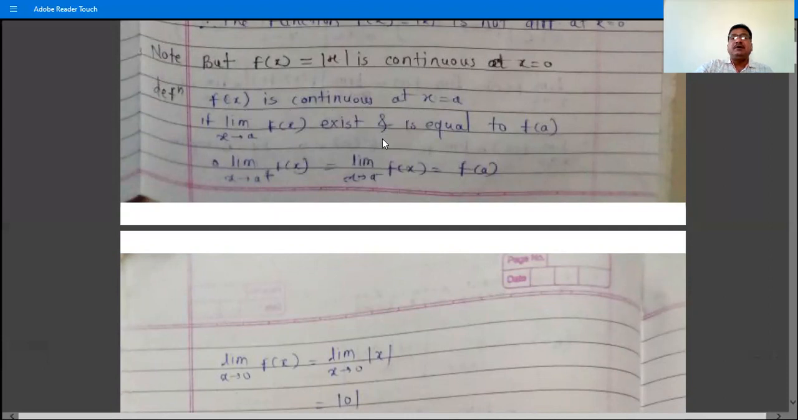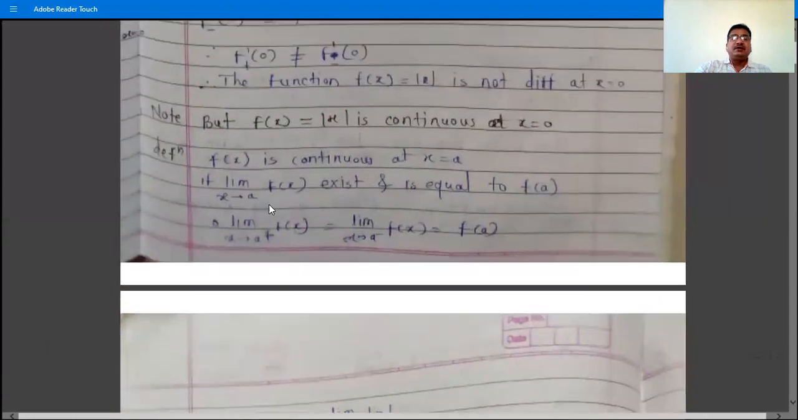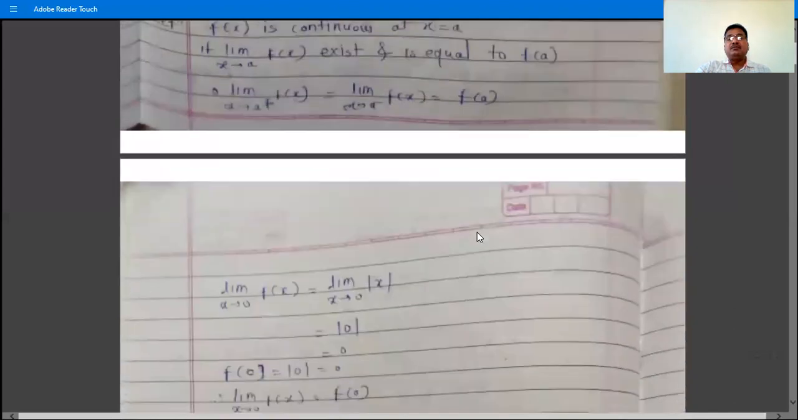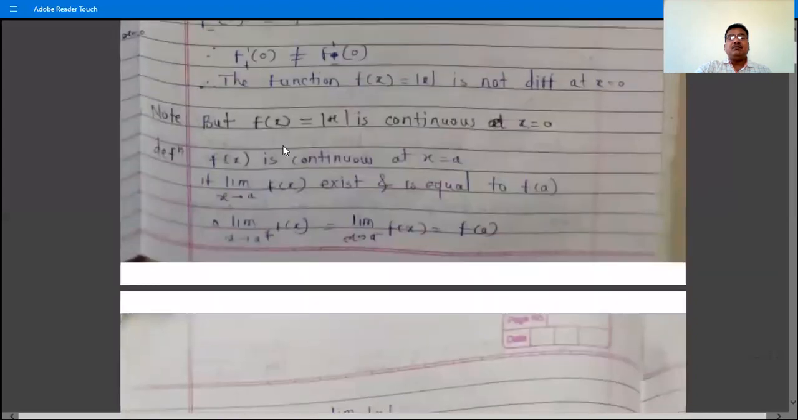This is actually the previous topic of calculus 1, a topic of the first term, when the function is continuous at x equal to a. So the function is continuous at x equal to a if the right hand limit is equal to the left hand limit is equal to the value. And now we have to find, for f(x) = mod x, the right hand limit, left hand limit, and value at a.